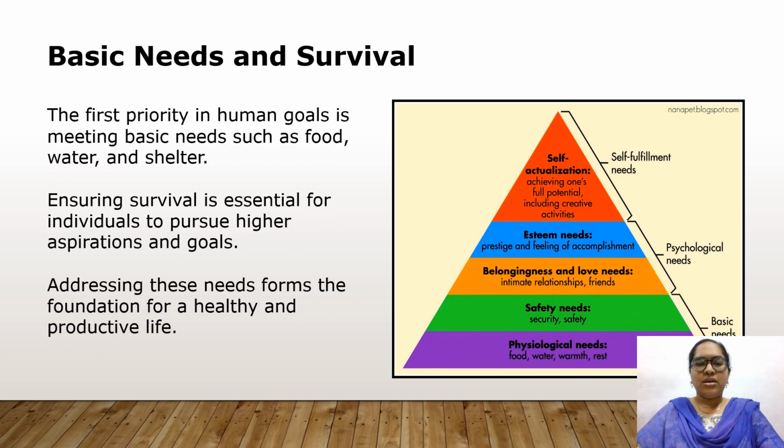So next, basic needs and survival. This is the top priority among human goals. This basically means meeting basic needs such as food, water, and shelter. Ensuring these basic needs and survival is essential for individuals to pursue higher aspirations and goals. Also, addressing these needs forms the foundation for a healthy and productive life. So when we look at the pyramid that I have presented here, basic needs and survival has the major top priority.